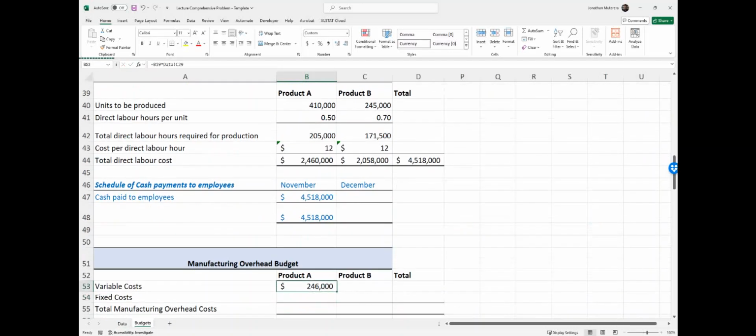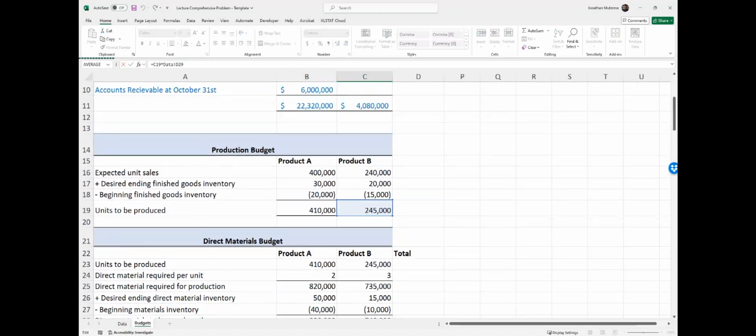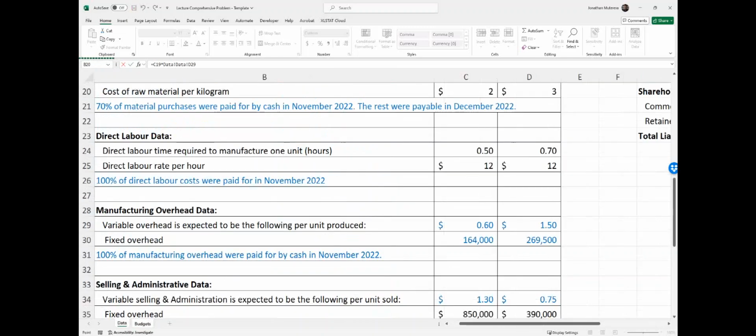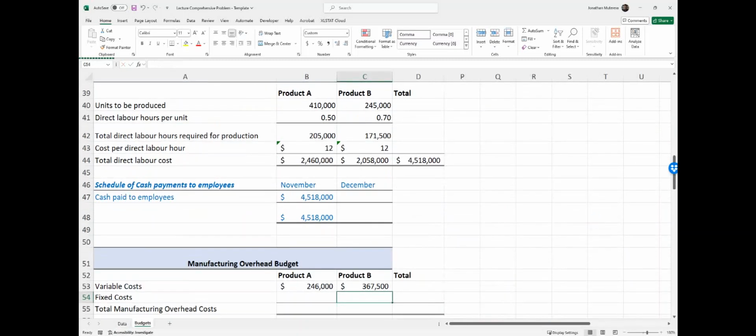And we'll do the same for product B. So you can see that I'm multiplying the number of units to be produced for product B by the 1.5. Okay, right here. So that's it for the variable.